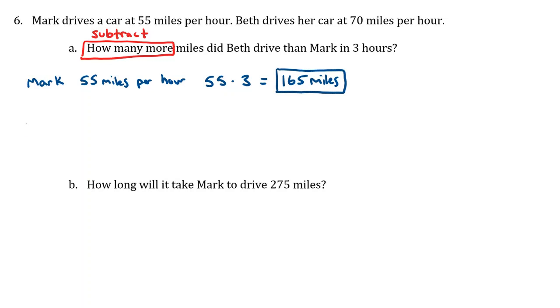And then let's look at Beth separately. Now Beth is driving 70 miles per hour. Miles per hour. So that's 70 for each hour. So again, we're going to take 70 and multiply that by 3. And that will give us a total of 210 miles that Beth could drive.